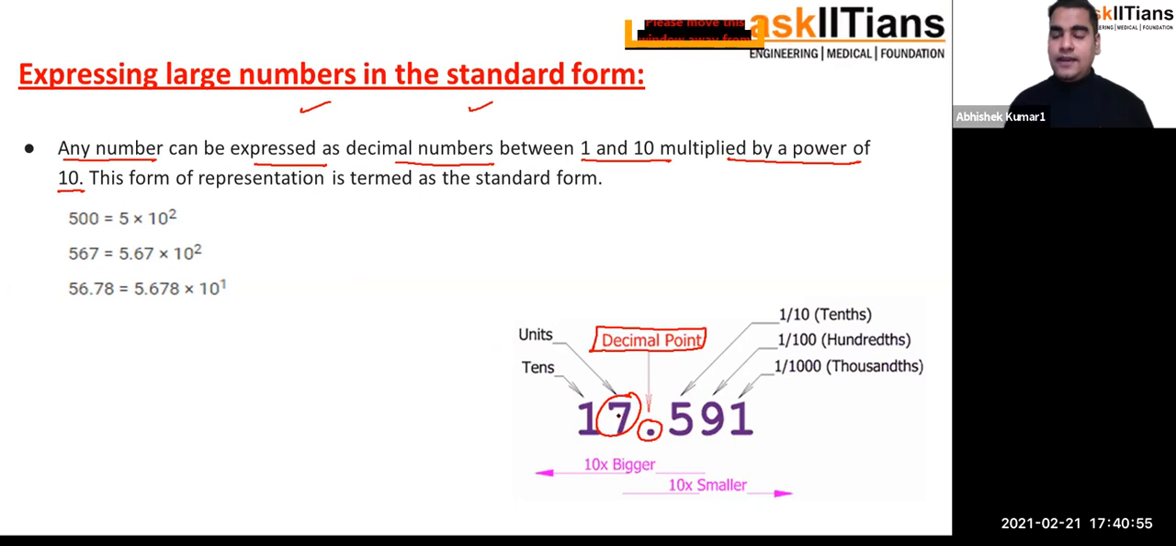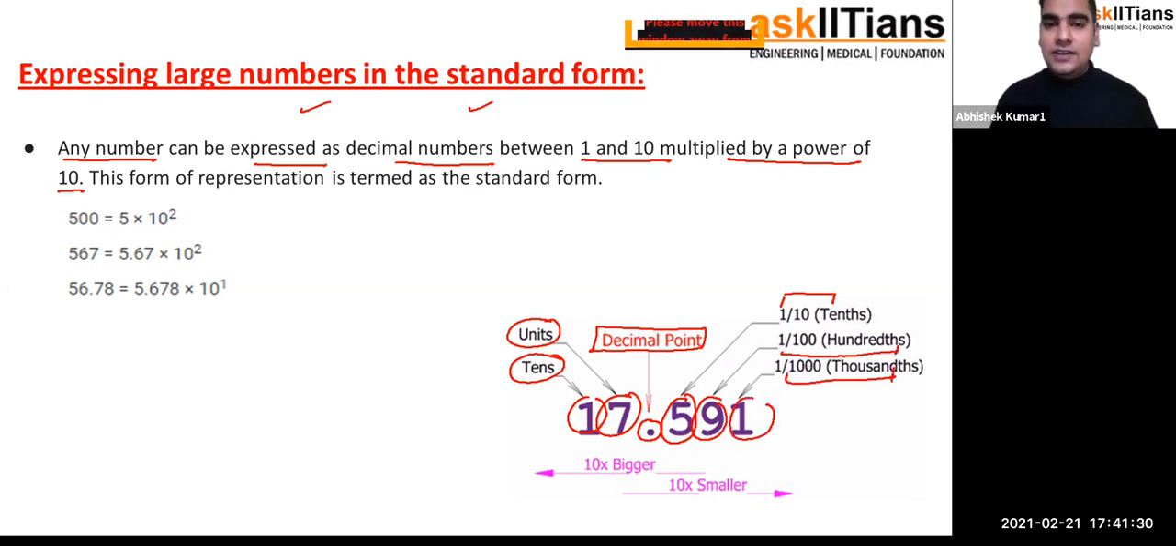Is that clear? I repeat again, the very first value on the left hand side of a decimal point is called the unit digit. The second value on the left hand side is called the tenth digit or tens digit. The very first value on the right hand side of a decimal point is called the tenth, 1/10. The second one is called hundredth. The third one is called thousandth. We studied this in our junior session, but it was a quick revision.